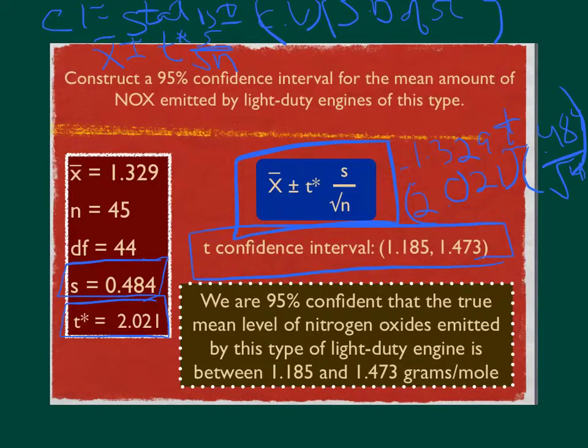So we're 95% confident that the true mean level of nitrogen oxide emitted by this type of light-duty engine is between these two values. On the next slide, we're going to go through the 4 different stages to make sure that we do this right.